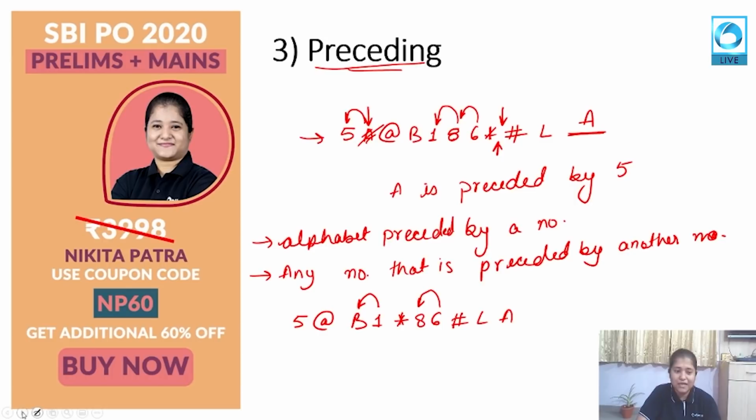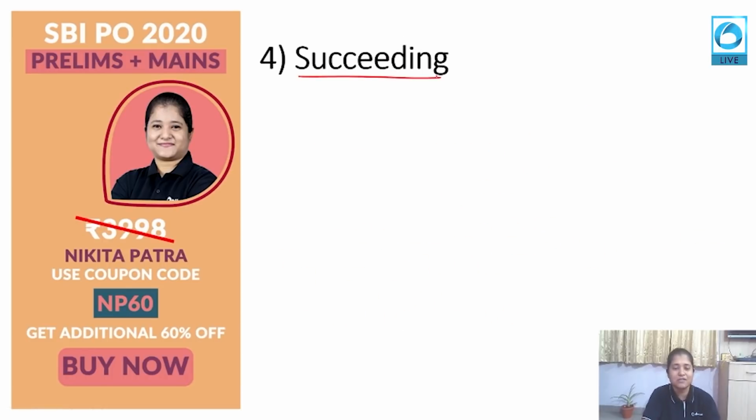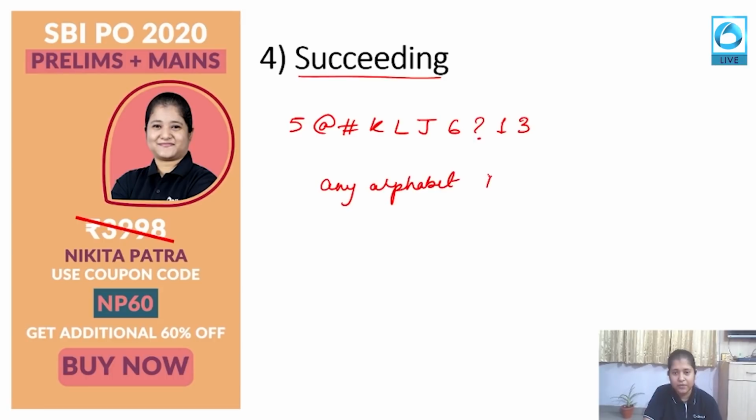Similarly if we go to the next slide, succeeding अगर हमने बोला, what is the meaning of succeeded is that immediately after that. ठीक है, तो जैसे हमने मान लीजिए फिर से एक स्ट्रिंग लिखते हैं 5 @ hash k l j 6, and then we have a question mark, then we have a 1, then we have a 3, right? So let's say any alphabet succeeded by a number has to be placed after 3. ठीक है, तो यहाँ पर देखते हैं एनी अल्फाबेट दैट इज सक्सीडेड बाय अ नंबर विल बी प्लेस्ड आफ्टर 3.